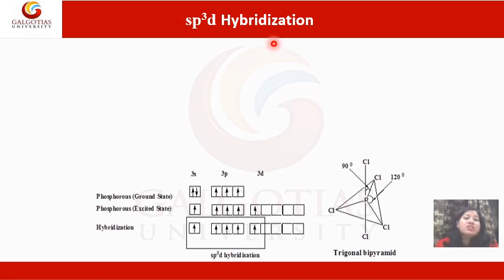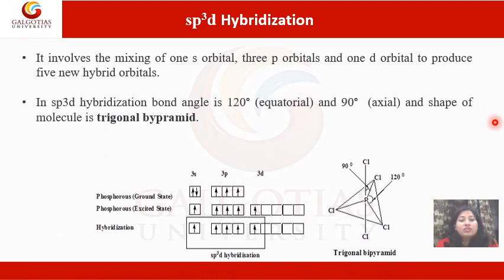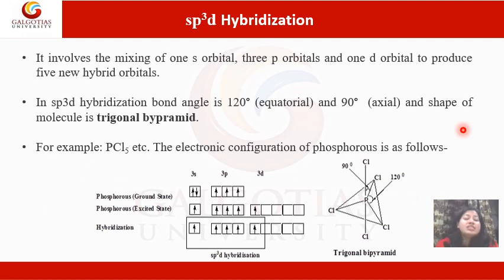In sp3d hybridization, it involves the mixing of one s orbital, three p orbitals and one d orbital to produce 5 new hybrid orbitals. In sp3d hybridization, the bond angle is 120 degrees at the equator and 90 degrees at the axial, and the shape of the molecule is trigonal bipyramid. Let us see the example of PCl5.